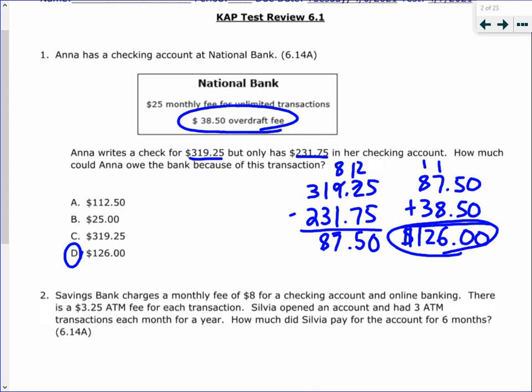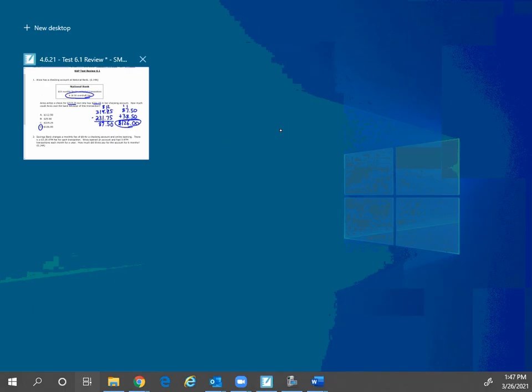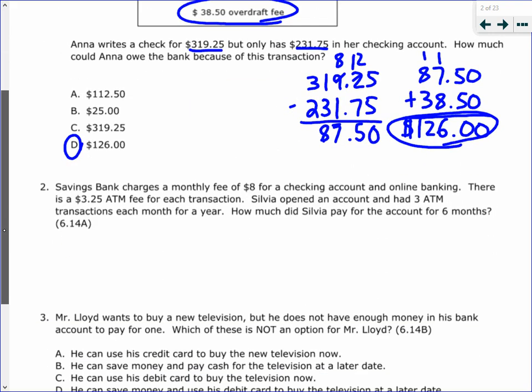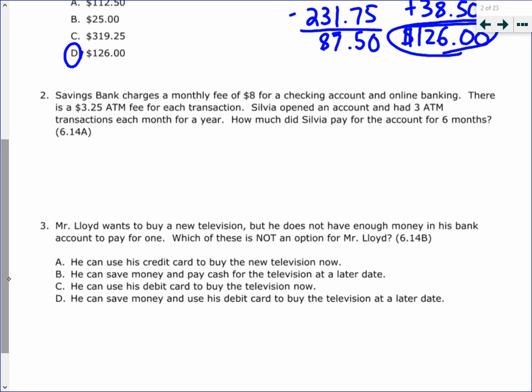All right, number two. Savings bank charges a monthly fee of $8 for a checking account and online banking. There is a $3.25 ATM fee for each transaction. Sylvia opened an account and had 3 ATM transactions each month for a year. How much does Sylvia pay for the account for 6 months?